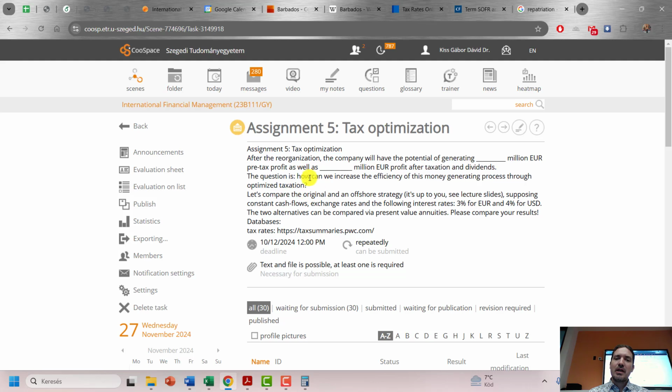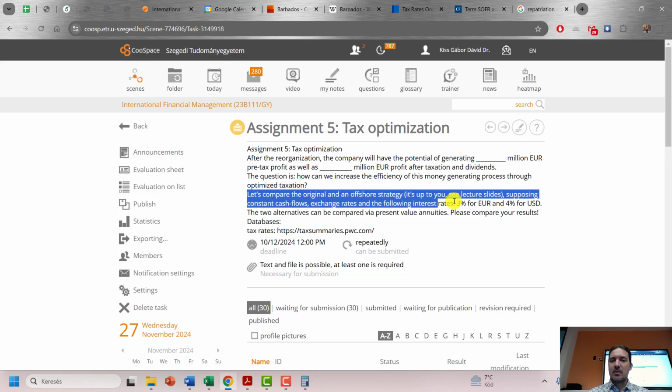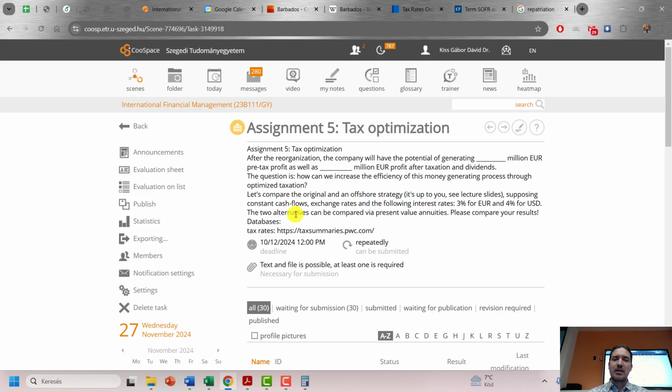Okay, so how can we increase the efficiency of its money generating process through optimized taxation? Let's compare the original offshore strategy with the following interest rates. So the two alternatives can be compared via present value annuities. Please compare your results. So the same thing what we did.